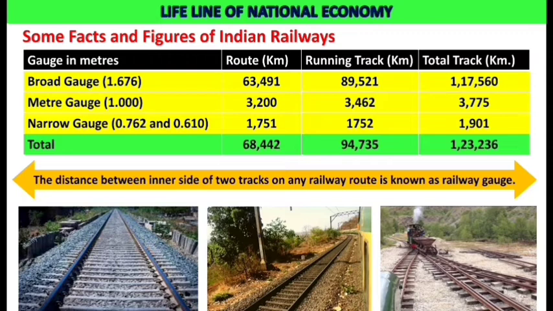And here is the table, and these are the names of broad gauge, meter gauge, narrow gauge, and this is the total route, the running track and the total track. All the data are given in kilometers. Like for broad gauge, the distance between two tracks is 1.676 meter and the route is 63,491 kilometer, but the running track is 89,521 kilometer and the total track is 1,17,560 kilometer. Then meter gauge, then narrow gauge. In total, the total track is 1,23,236 kilometer. We know from this table that the maximum track in India is broad gauge.